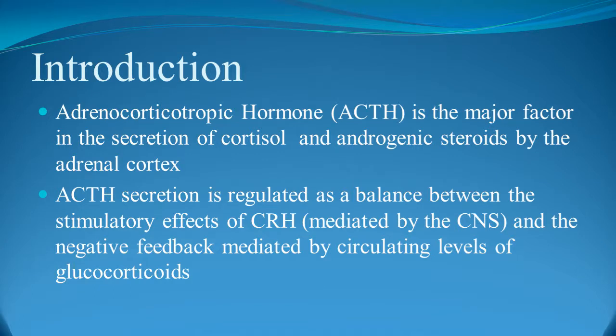Adrenocorticotropic hormone is a major factor in secretion of the cortisol and androgenic steroids by the adrenal cortex. ACTH secretion is regulated as a balance between the stimulatory effect of CRH mediated by the CNS and negative feedback mediated by circulating levels of glucocorticoids.